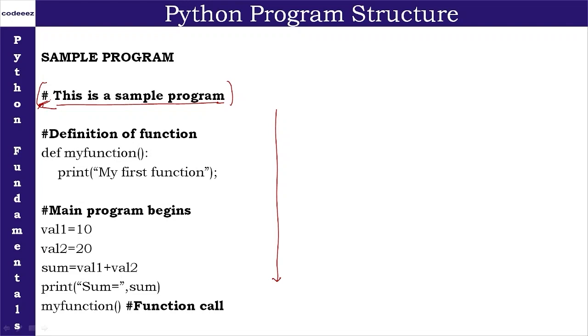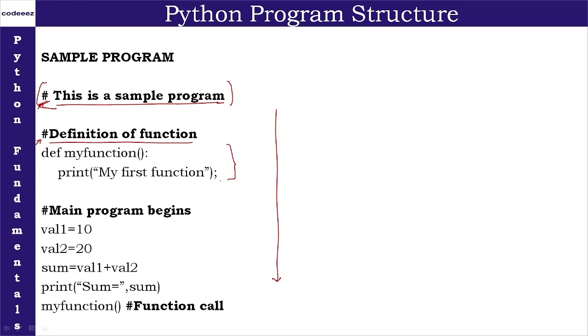Now in the next line I have written "definition of function", again preceded by a hashtag symbol, which means this is also a comment, also documentation. It is for understanding purposes, that after this the function starts. It is for our own understanding, right? The Python interpreter does not understand anything from this. It simply omits it because it is written as a comment.